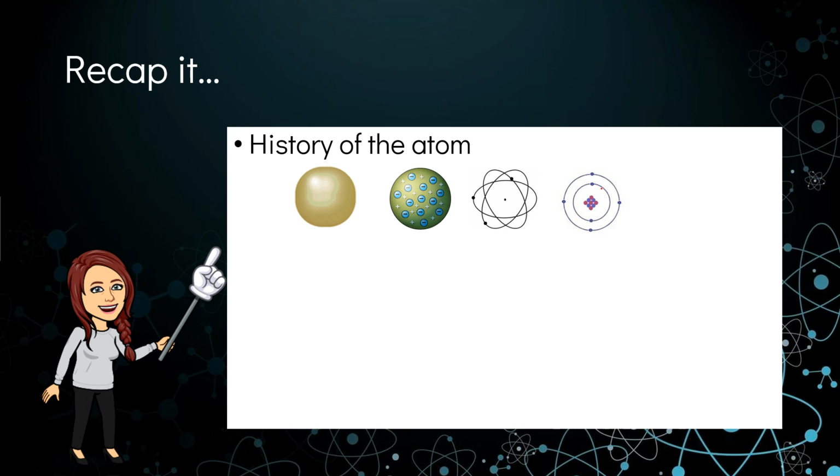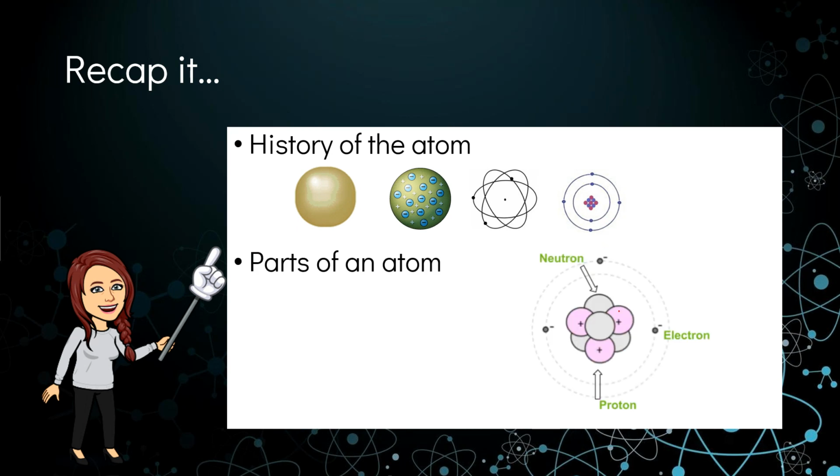And then we move into our Bohr model, which is like, yeah, there's the nucleus, but they're actually in something called orbitals. Finally, parts of an atom, the center is the nucleus. Protons are positive, neutrons are neutral, electrons are negative. In an atom, the protons and electrons are the same. In an ion, the protons and electrons are not the same.